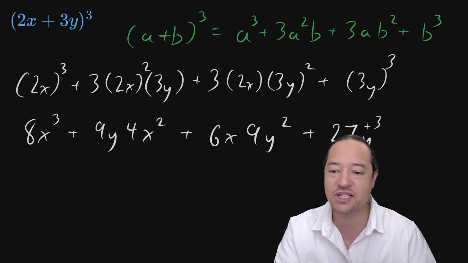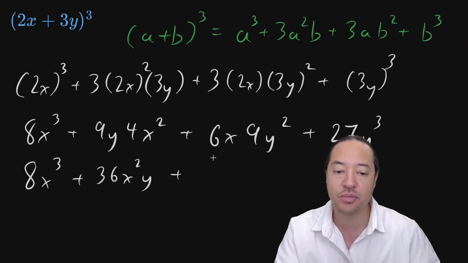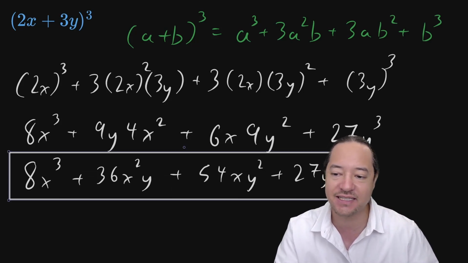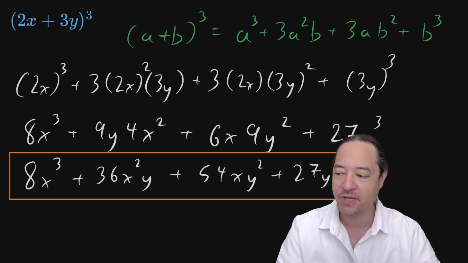Okay, so we're almost done, just a little final simplification. This will give us 8x cubed. Plus 9 times 4 is 36, so 36x squared y, plus 9 times 6, that's going to give us a 54xy squared, plus 27y cubed, and I think we've finally done it. That should be our final answer there. Hopefully you got the same thing. And let's look at another one.